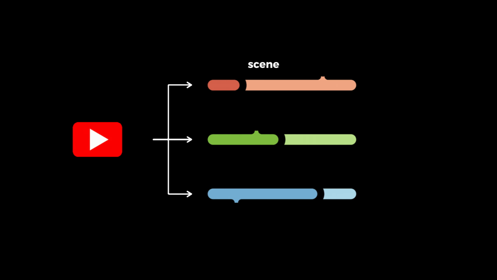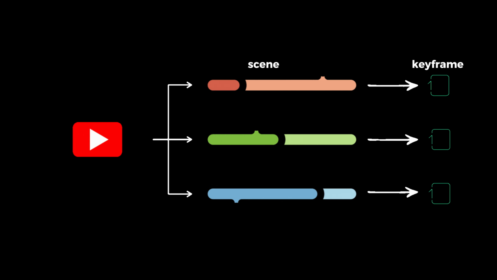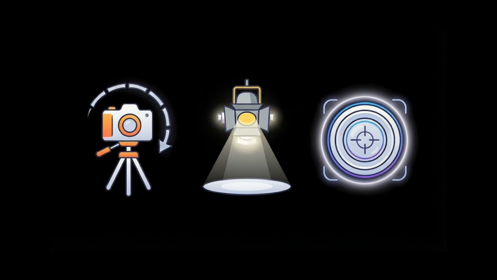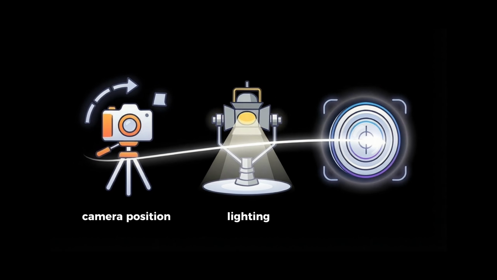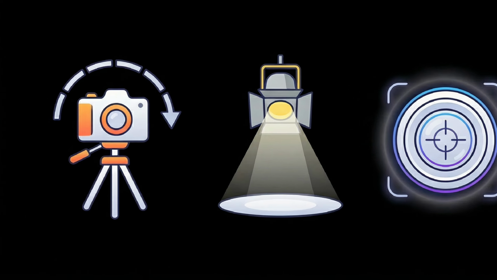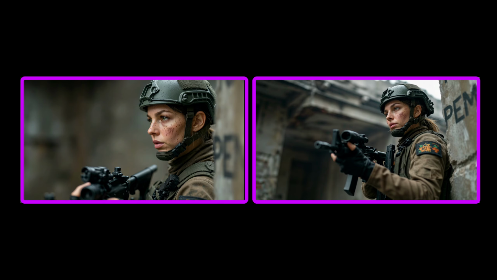For every scene, you create one cinematic keyframe. This is not just a starting image. This is a controlled frame. You define 3 things: camera position, lighting, and focus. Camera position is where the viewer is. Are we close or far? Eye level, low angle, over the shoulder. This controls perspective and composition.